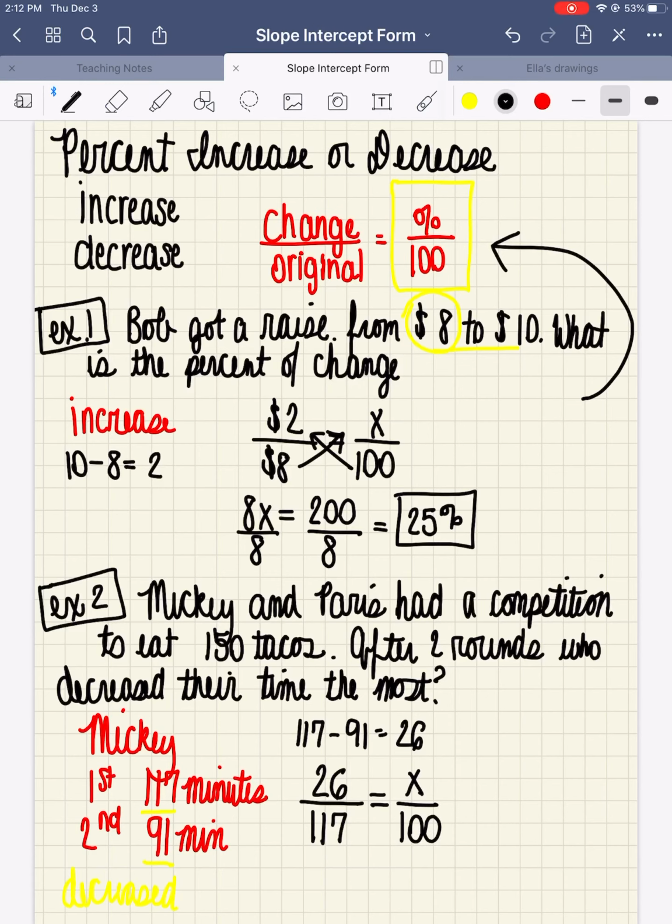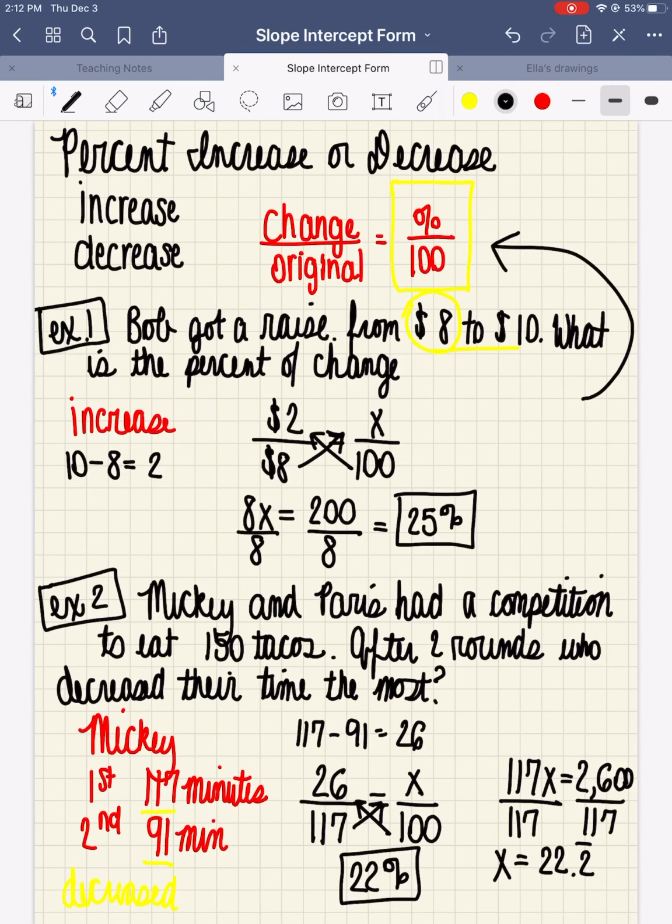Again, I have proportions here. So I have 117x equals 100 times 26, which gives me 2,600. I need to get my x by itself, so I'm going to divide both sides by 117. That gives me x equals 22.2 repeating. I think it's fair to round that to 22%. So he decreased his time by 22%.